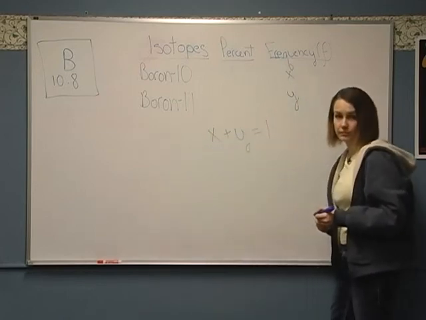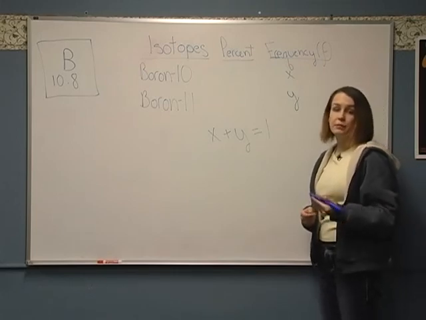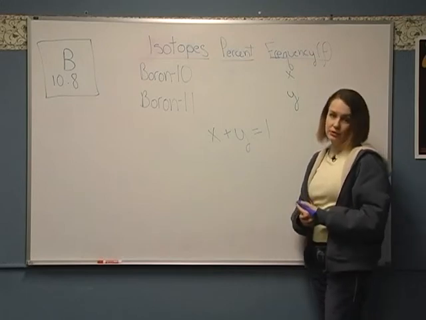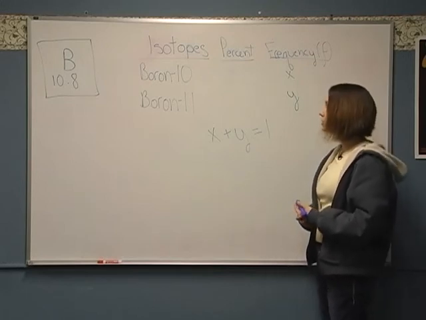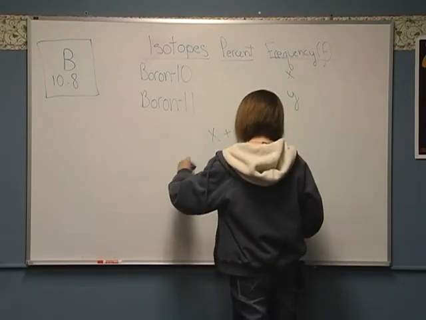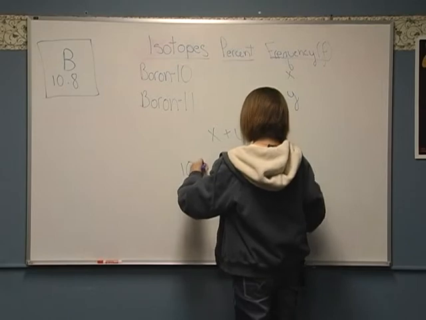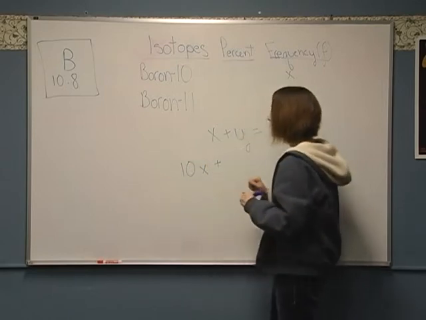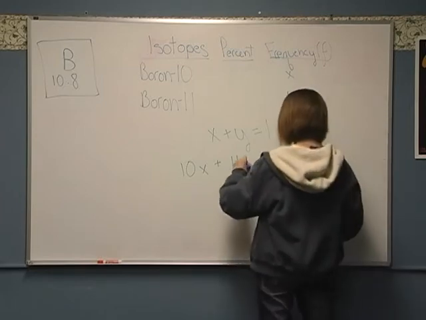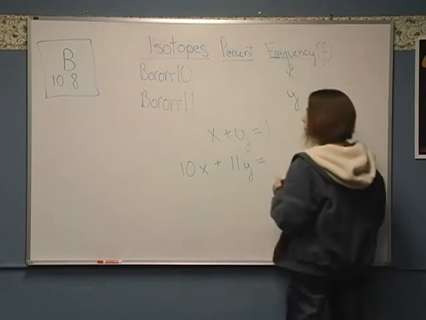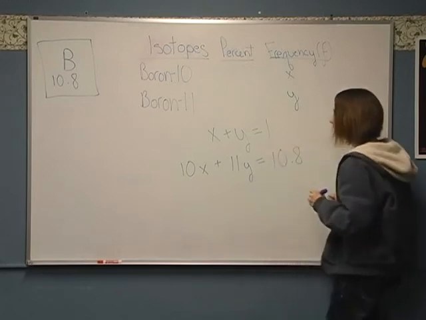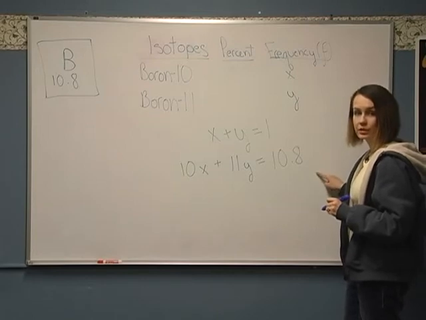That's our first equation. The second equation just involves taking the mass of each isotope times its frequency and then adding those together to get the average atomic mass. So in this case, first we'll take the mass of boron 10, which is 10 AMU, times x, plus the mass of boron 11, which is just 11 AMU, times the frequency of boron 11, which is just y. And we know these are going to add to the average atomic mass, which is 10.8. Now we have our two equations set up for our system of equations.